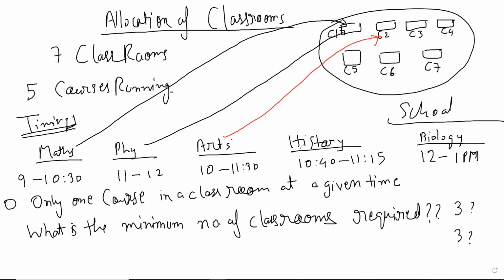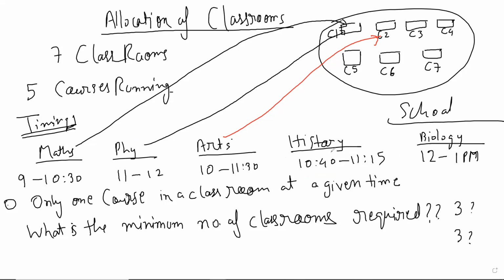Let's see. Can I put history in classroom 1? See, mathematics has no problem with history, okay? Because its timing starts from 10:40, and by that time the maths class would have ended. But I cannot put history in the first class because the physics class overlaps with it. This is the problem, right? I've already decided to start the physics class at 11. So the history class cannot start at 10:40 because for the last 15 minutes it would still be going on. So it's not possible. So the history class I have to put in a separate class.